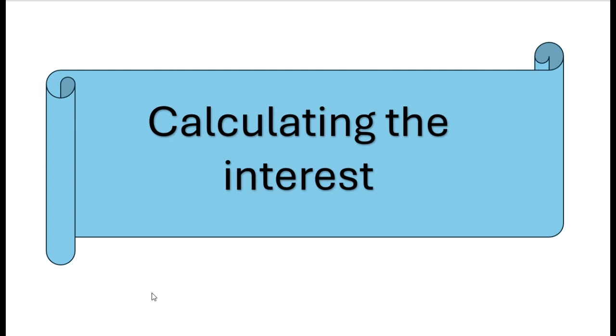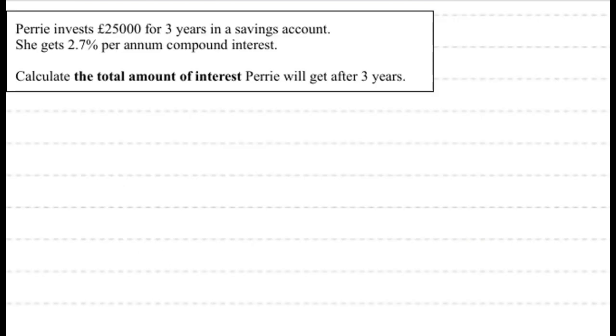So let's see how we can calculate the interest in compound interest questions. Perry invests £25,000 for 3 years in a savings account. She gets 2.7% per annum compound interest. Calculate the total amount of interest Perry will get after 3 years. So again, we start off with 100%, and we add the rate of interest, which is 2.7%.